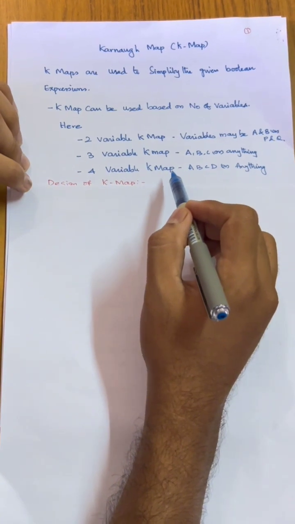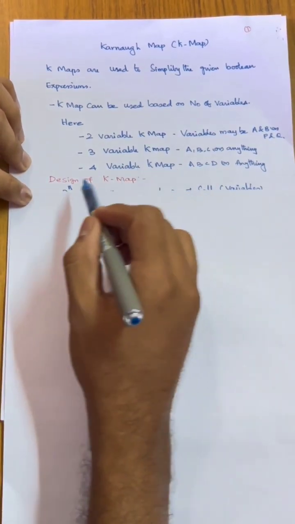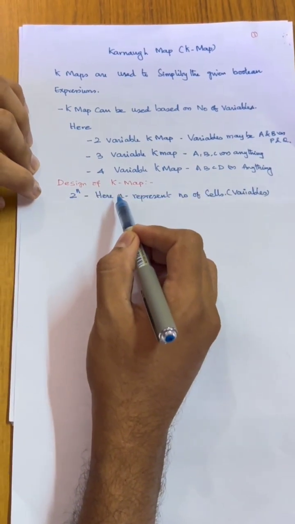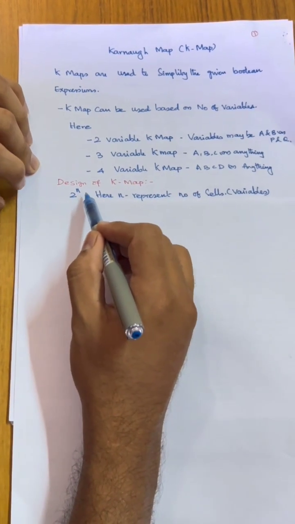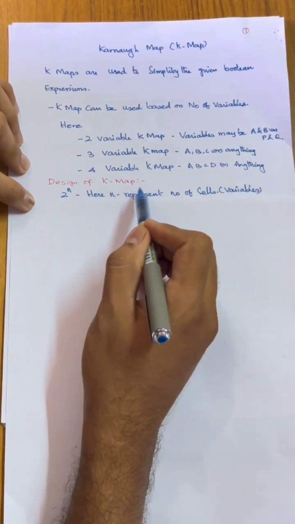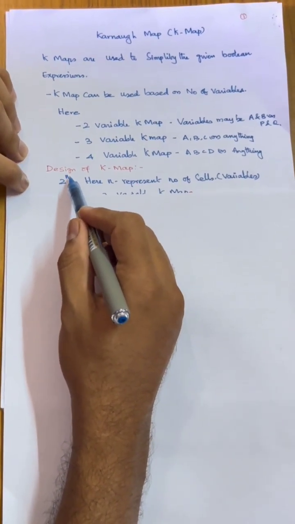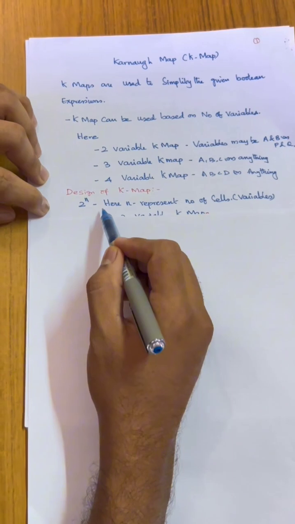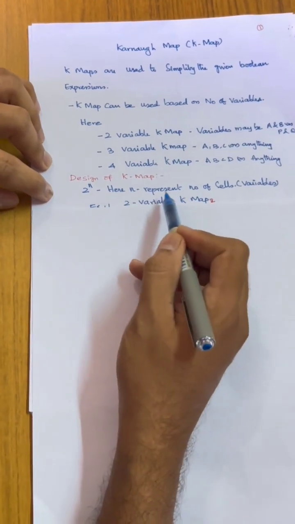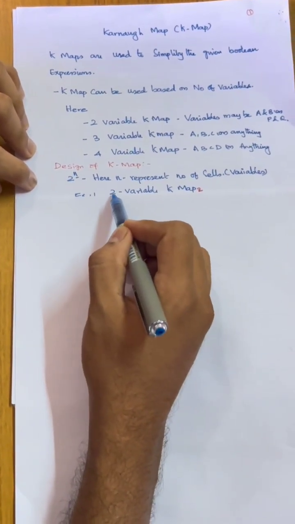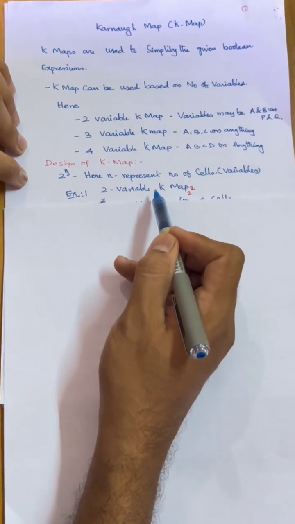Now we are going to design the K-map, that is, the design of the K-map. Here n represents the number of variables, and the number of cells is 2 power n. For example, if we take 2 power 2 as our design, we have 4 cells, and n is 2, so the variables are 2.